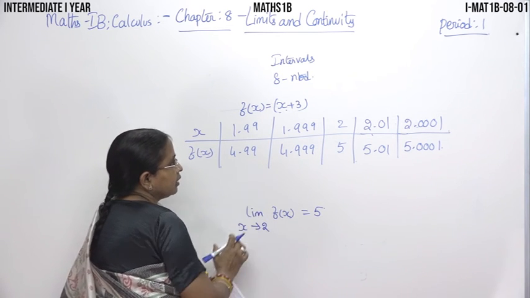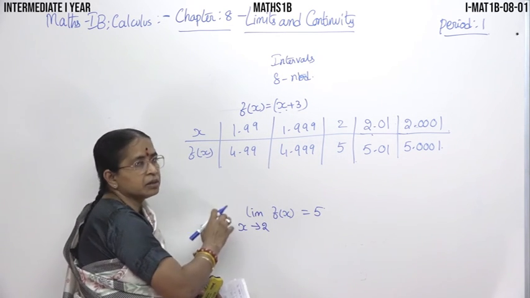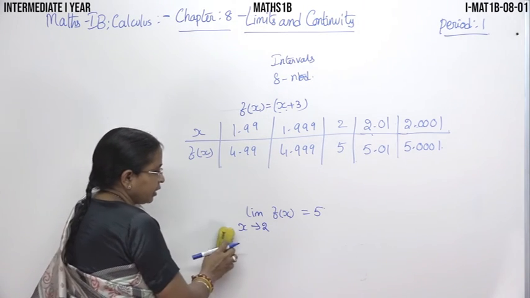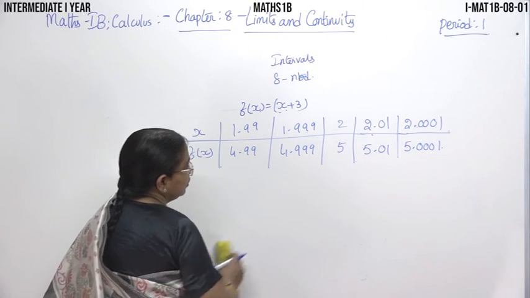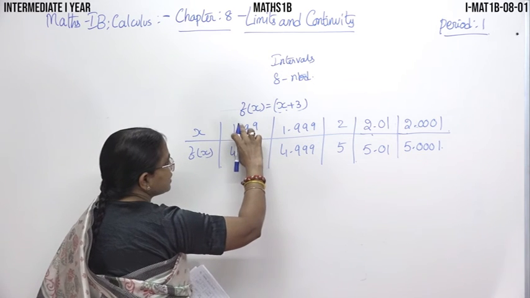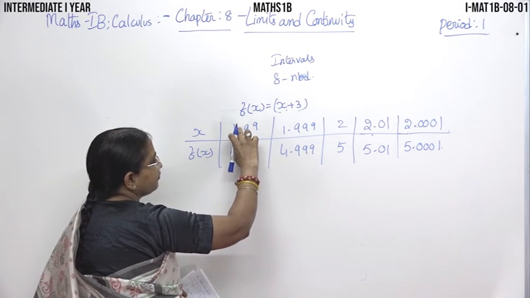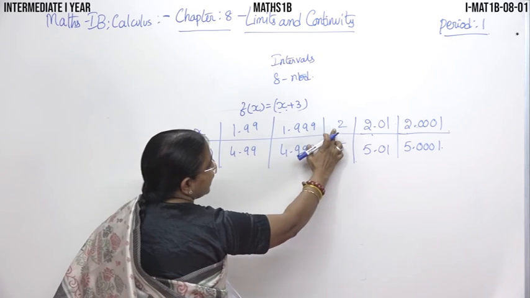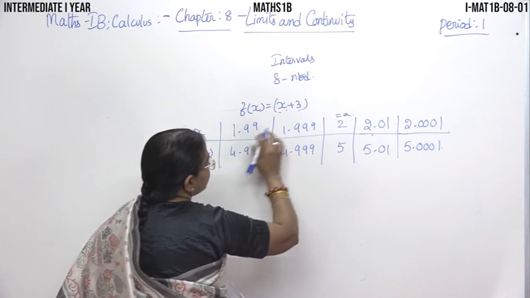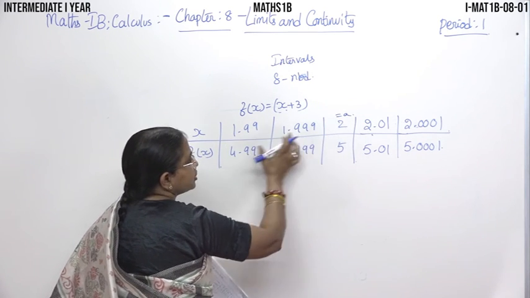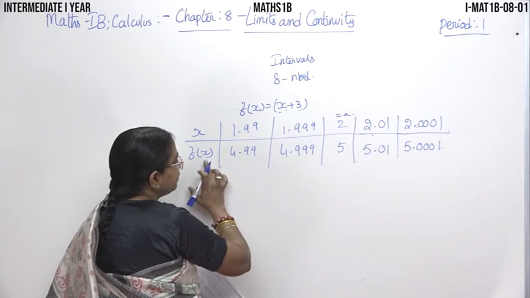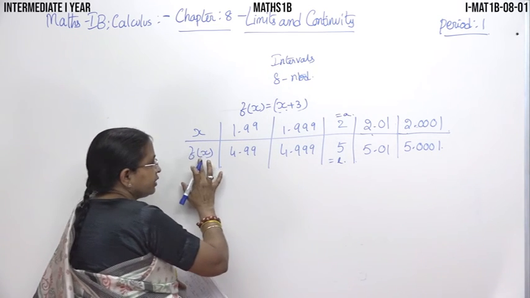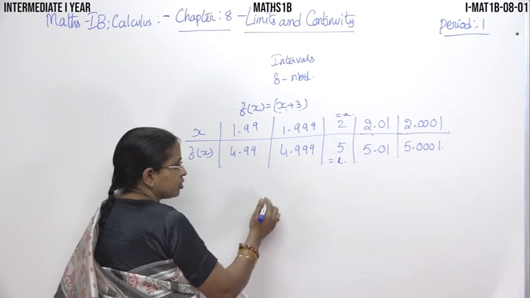So this is the concept of limits. Okay, now the actual definition is like this. When the difference between x and a, this is your a, is made small, the difference between f of x and this, which is called L, is also made small.